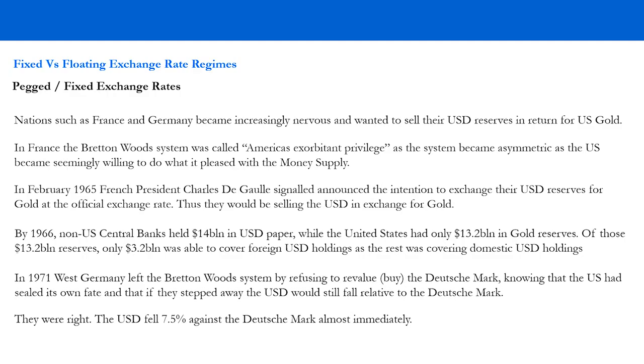And nations such as France and Germany became really nervous and wanted to sell their US dollar reserves in return for US gold. And France themselves called the Bretton Woods system in the 60s America's exorbitant privilege, as the system became asymmetric because the US became seemingly willing to do whatever it pleased with the money supply because they were just printing more and more money.